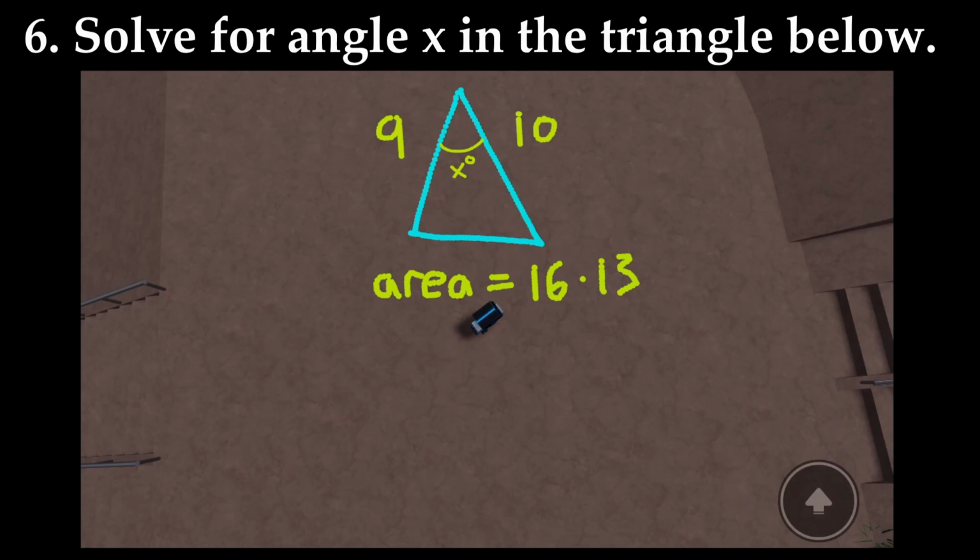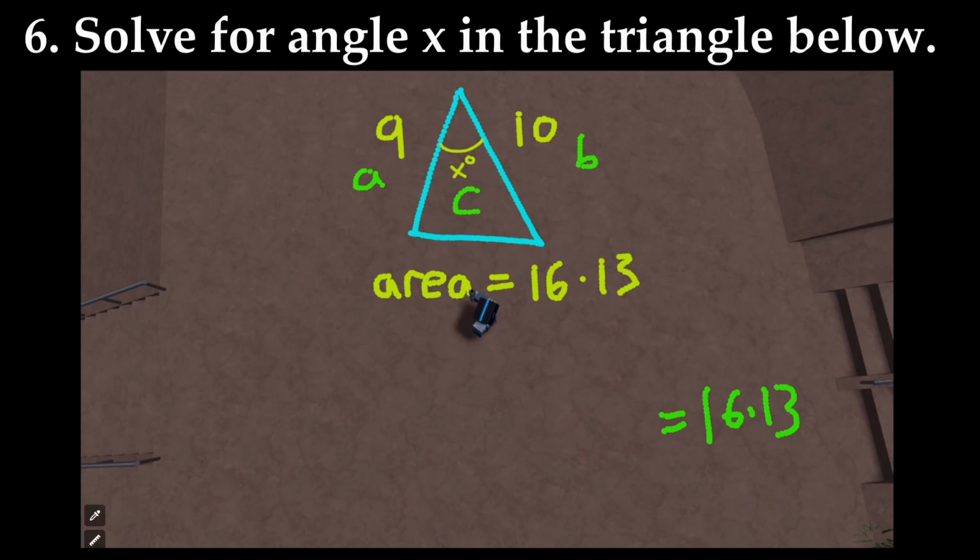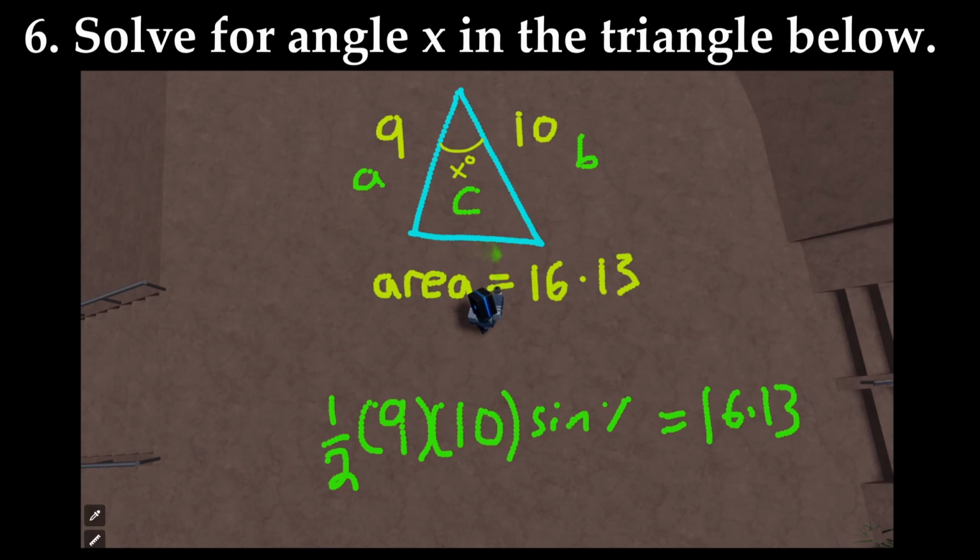To solve this problem, what I would do is plug in the formula 1/2 AB sine C is equal to the area of a triangle, which in this case is just 16.13. And now let's label A, B, and C. A is one side, B is the other side, and C is the angle. So let me just rewrite this in terms of what we know. We have 1/2 times 9 times 10 times the sine of x degrees is equal to 16.13.